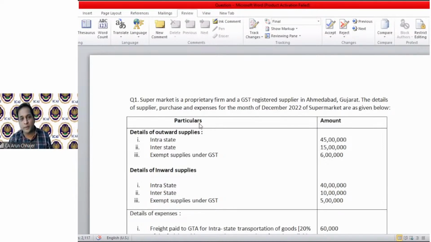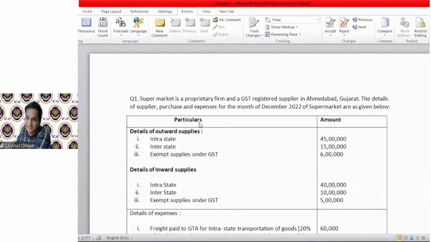So let's say supermarket is a proprietary firm and a GST registered supplier in Ahmedabad, Gujarat. So please be active in the chat. I will ask the question and you have to give me time to time input also. Okay. On the right hand side, I have another system in which I am looking at your chat. The details of inward and outward supply and expenditure are given for the month of December 2022.